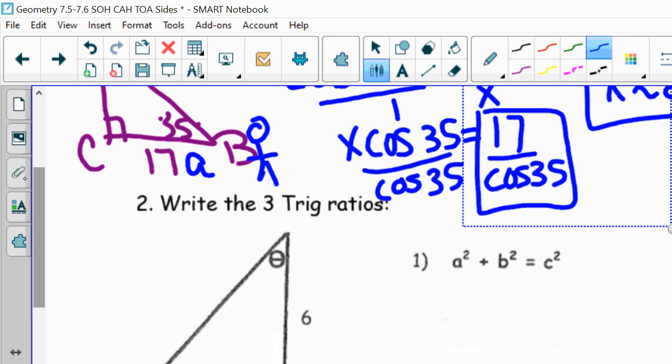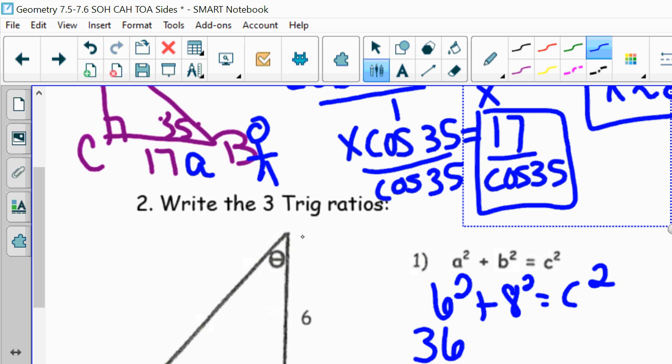Okay, so now we're going to look at number 2. This just says write the three trig ratios. If I'm going to write them out, I need all three sides of my triangle. You have options about going about that. So first I could do the Pythagorean theorem, right? So I could say 6 squared plus 8 squared equals c squared. 36 plus 64 equals c squared. So this is 100 equals c squared. Take the square root, right? Or I can recognize that this is a triple. A lot of these that we'll be doing will be triples.